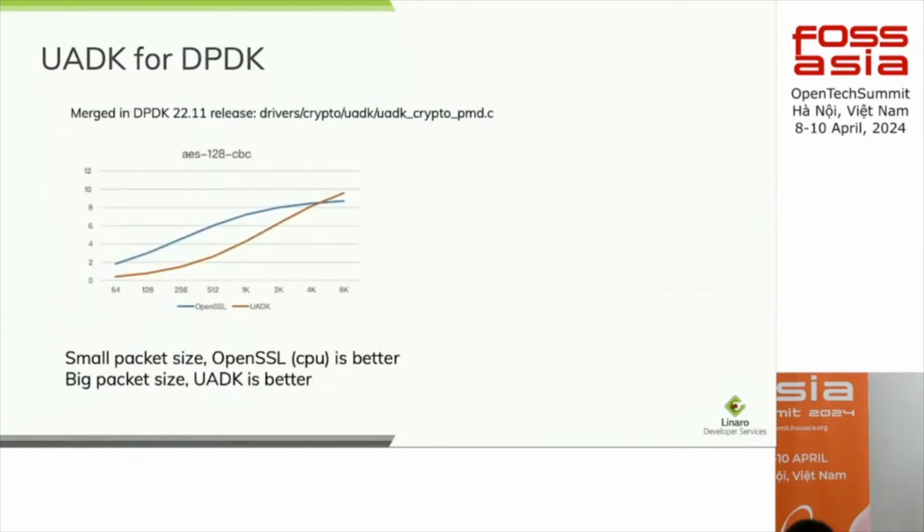Here is DPDK. DPDK was also supported. It was already merged in 22.11. We are now upstreaming for SPDK. So in SPDK and DPDK, we can directly use the UADK components. We can see it is also the same. For small packets, the software is better because there is no preparation. You can use it anytime with the CPU. But for big packets, the bigger the better. Hardware is better. You just prepare data to the accelerator and then you don't care.